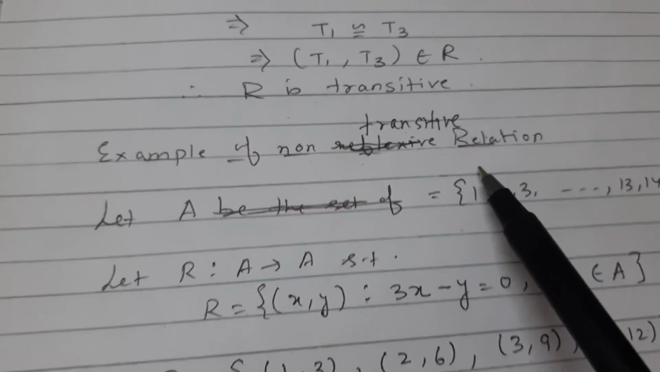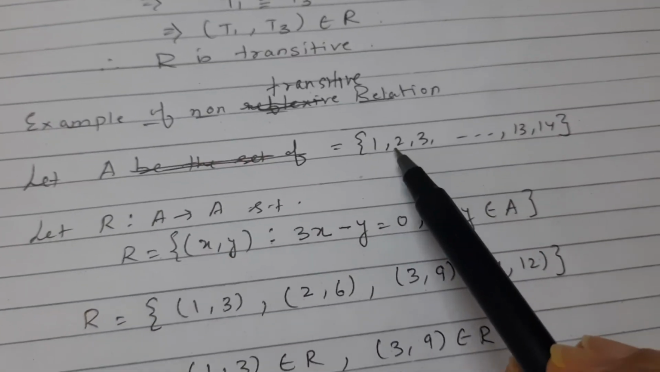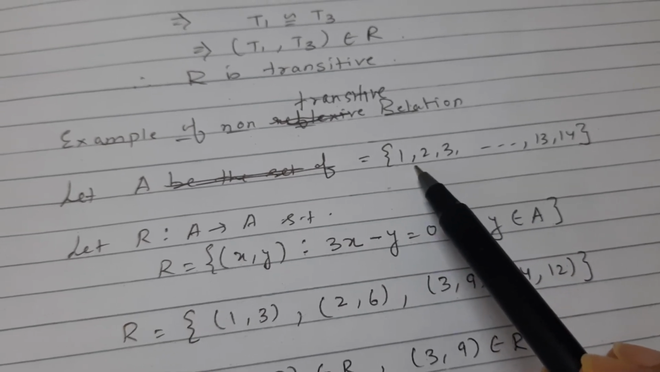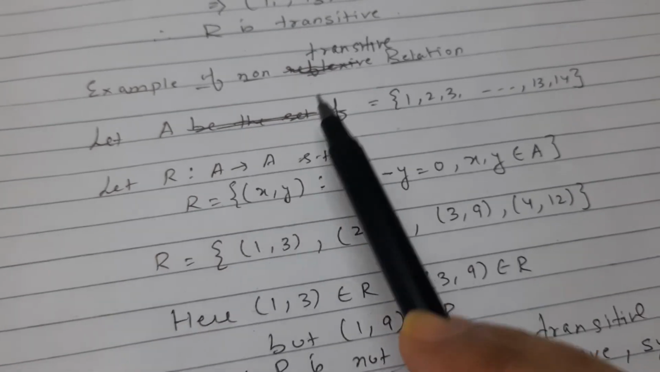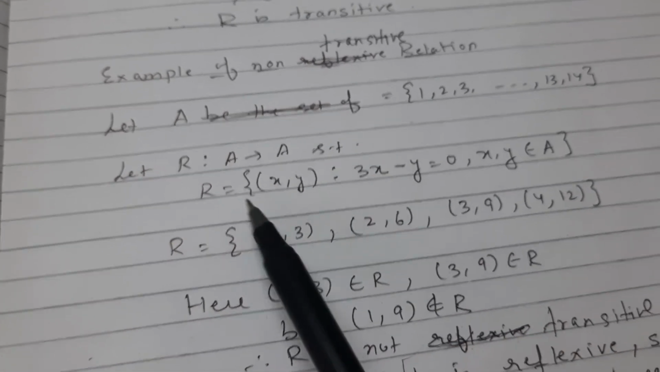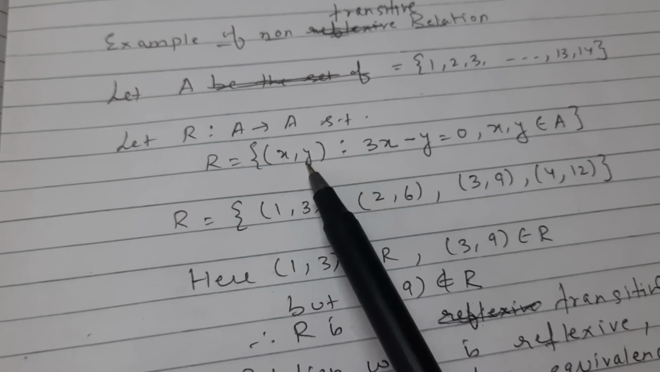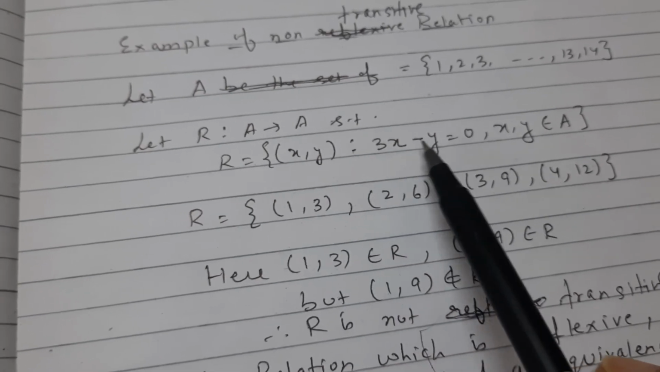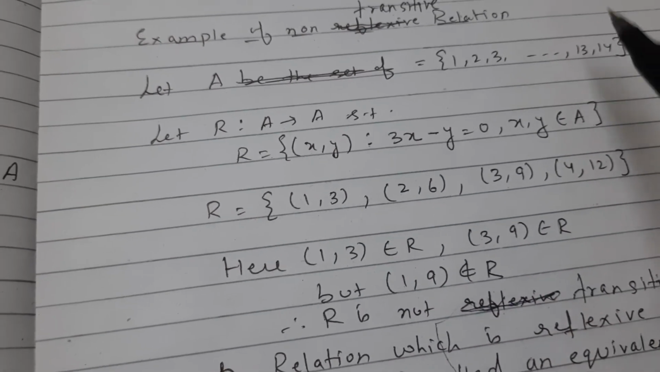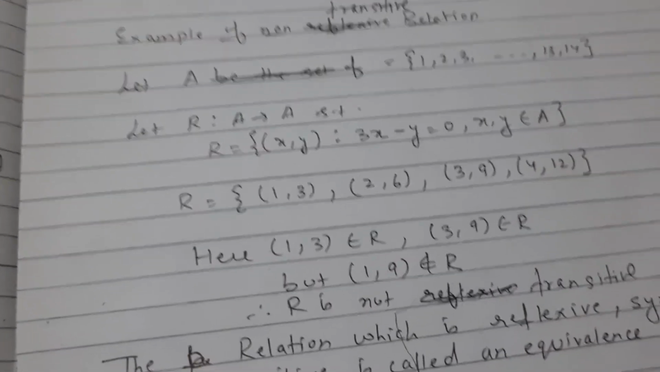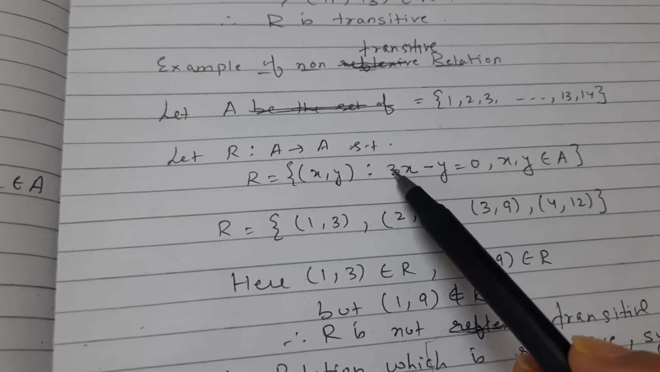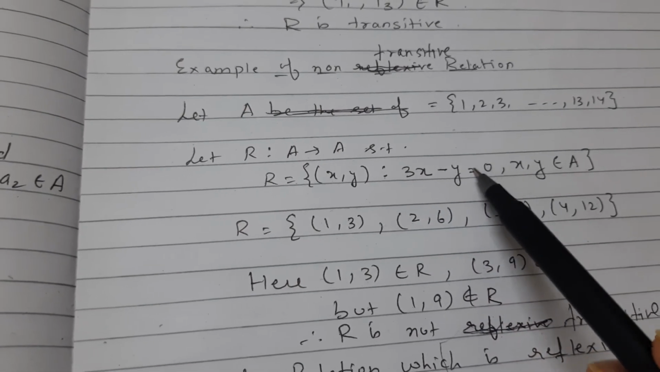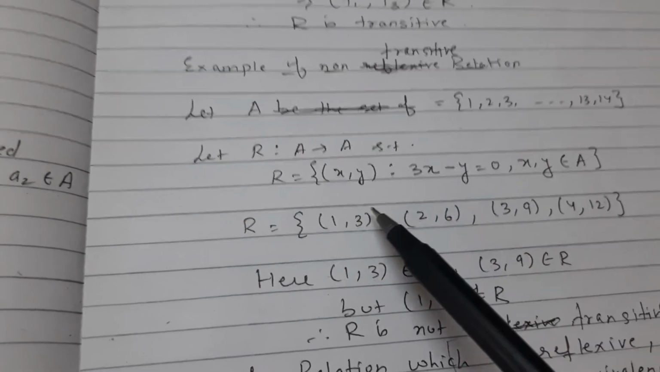Now I am giving you an example of a non-transitive relation also. Let set A contain the elements 1, 2, 3 up to 14, and I have defined a relation on A such that R consists of all those ordered pairs (x, y) such that 3x minus y is 0 and x, y belong to A. If I take x as 1, 3 into 1 is 3 and y should be 3, then only this will be satisfied. So (1, 3) will satisfy.